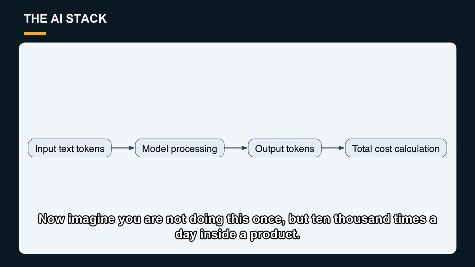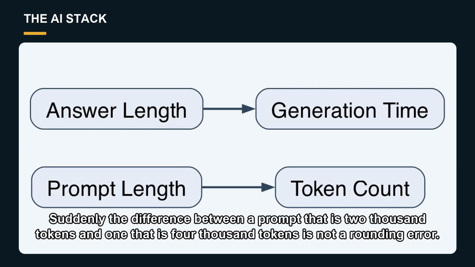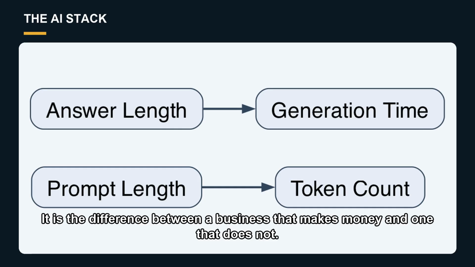Now, imagine you are not doing this once, but 10,000 times a day inside a product. Suddenly, the difference between a prompt that is 2,000 tokens and one that is 4,000 tokens is not a rounding error. It is the difference between a business that makes money and one that does not.